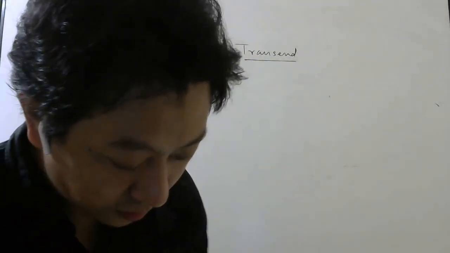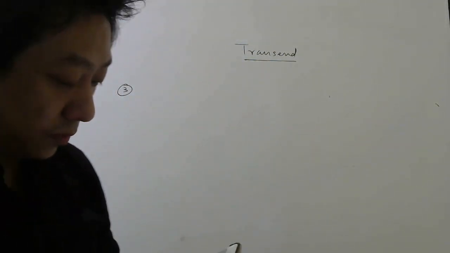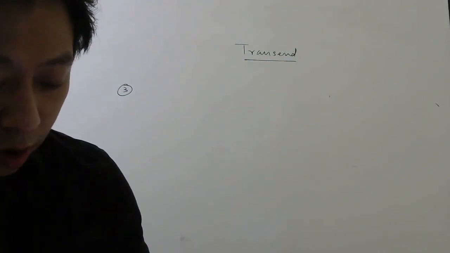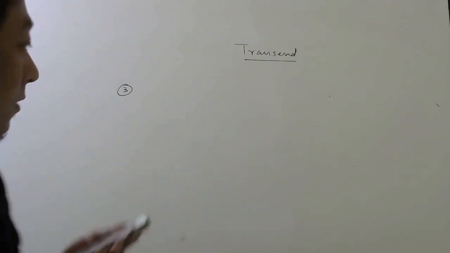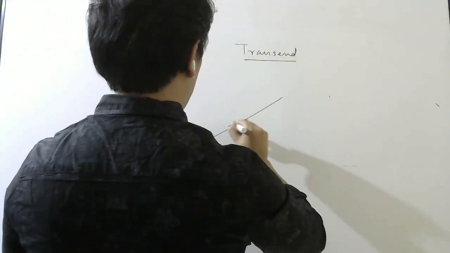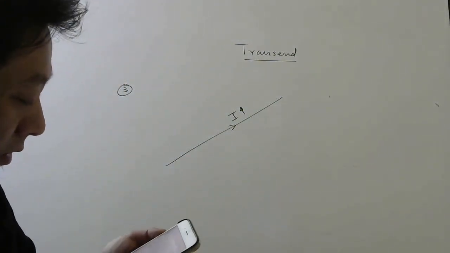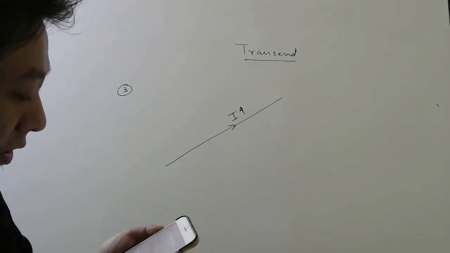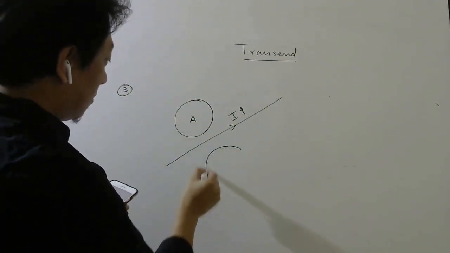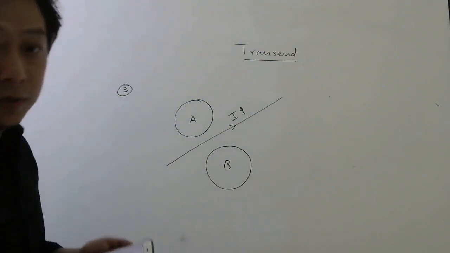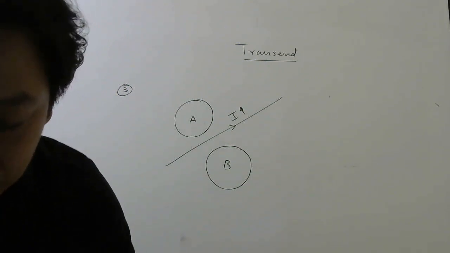So in question number 3, consider the situation shown in the figure. If the current I in the long straight wire XY is increased at a steady rate, so there is a straight current carrying wire whose current is increasing, then they are asking about the induced EMFs in the loops A and B. Here there is one loop A, here there is one loop B. Which way will the induced EMF be in these two loops, clockwise or anti-clockwise, they are asking.